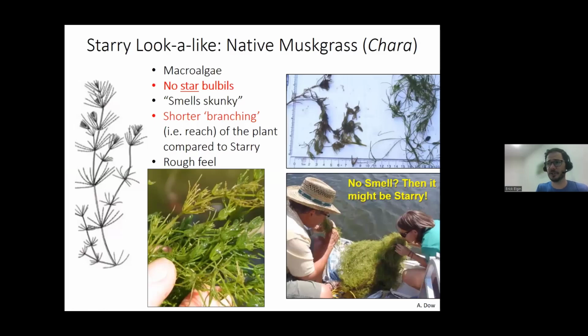So here's the lookalike Chara. There are no star-shaped bulbils on these. Instead, they are perfectly round bulbils. They are much shorter, not as branching, where Starry Stonewort can have some pretty long branching. Chara typically does not. Also, many of the species of Chara have a distinct smell. Another name for Chara is Musk Grass, and it smells like lake. I kind of like the smell, but I can imagine it being somewhat annoying.